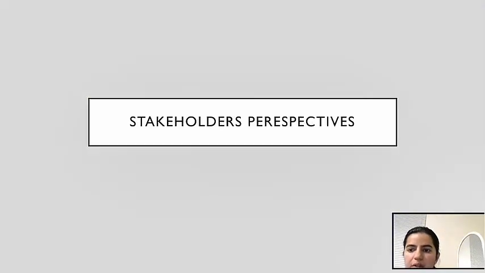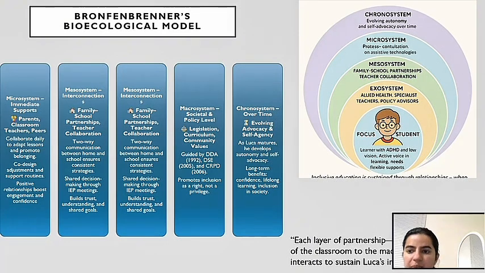Let's talk about the stakeholder perspective. Inclusive education only works when the ecology supports it. Bronfenbrenner's bioecological model reminds us that Luca's experience is shaped by multiple systems, from the classroom and partnership between home and school to policies, funding, and public narratives. Our role is to align these layers so they reinforce Luca's participation and agency rather than work against it.